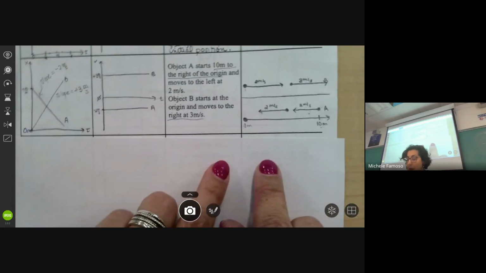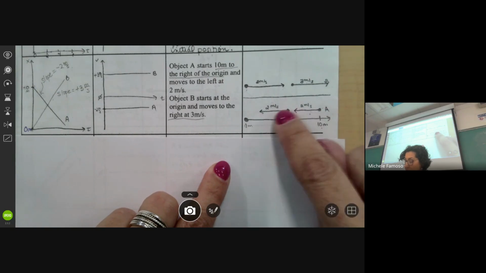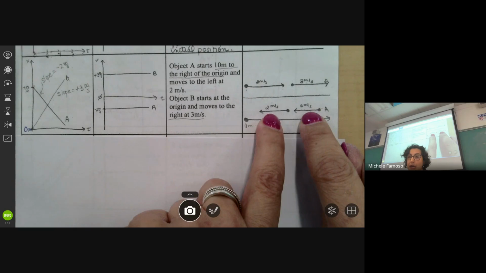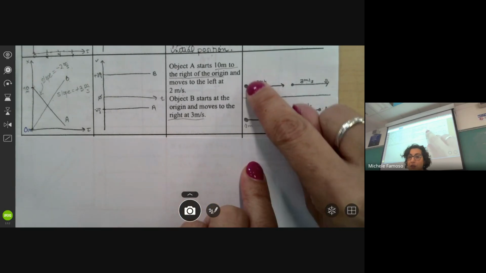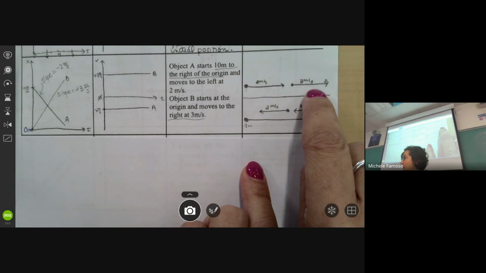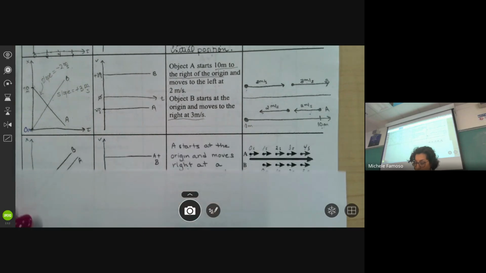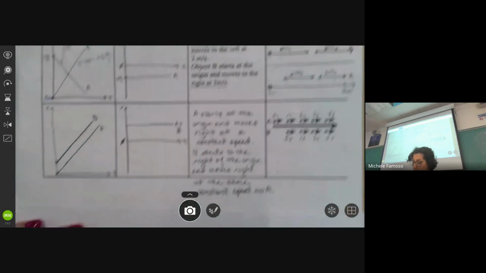And here's my motion map. A is starting at a position of 10 meters with arrows to the left, which are 2 meters per second in length. And B is starting at the 0 meter position with arrows to the right, which are 3 meters per second of length. So these should be longer than those. All right, the last one.